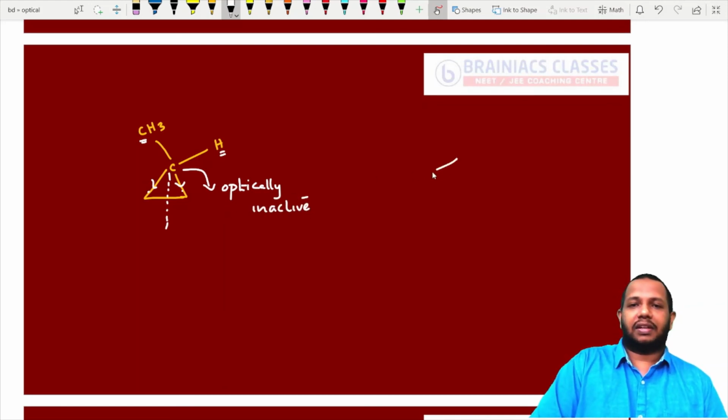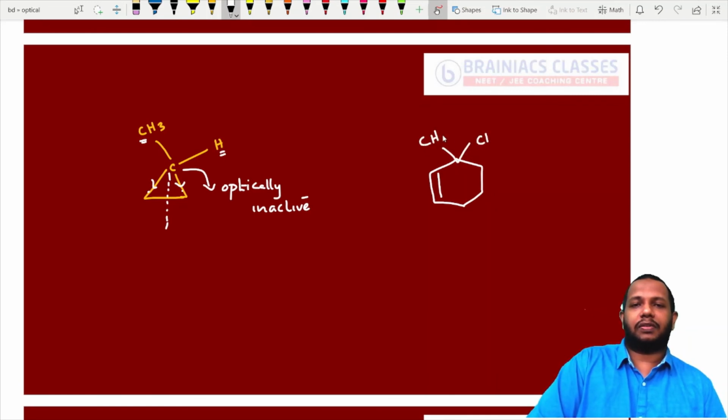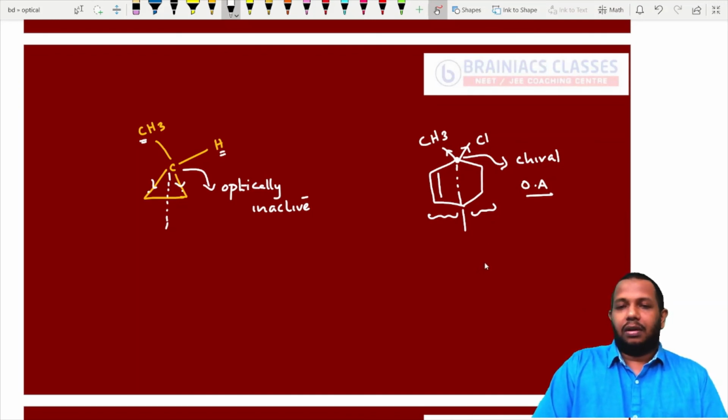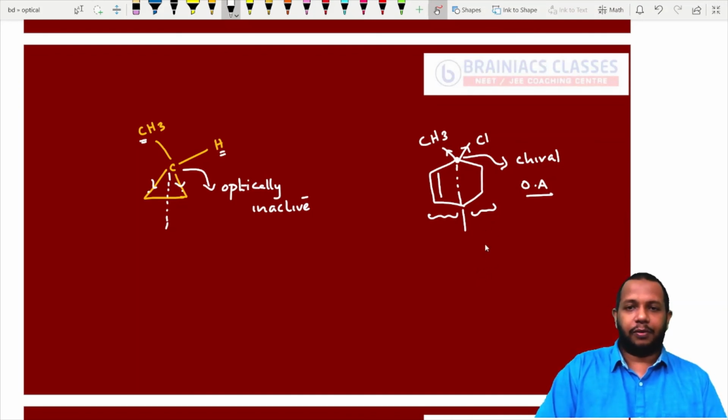Now let's take another example. Look at this compound. Now you have chlorine and here CH3 is present. Now see here this carbon, one is chlorine, other is CH3 and other is present in a ring. But if you try to divide this compound, the first half is different from the second half. So I can say this is chiral, or it is optically active, OA. Clear? I hope this is clear for you.